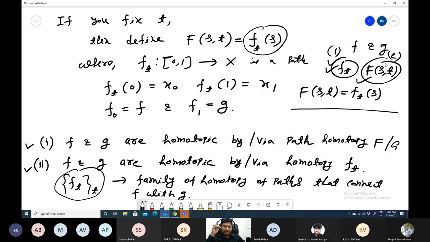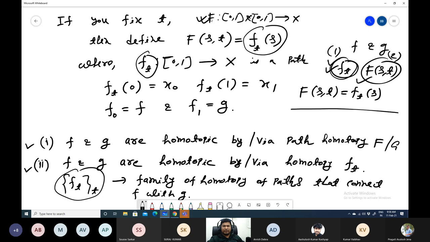Do you know why? Because even if you write ft, you have to show that continuity. Each of ft is continuous. That is fine. But to show that path homotopy or homotopy, you have to show the continuity of this function f. You have to show that continuity of this function f, that is needed, because that is the definition of homotopy.